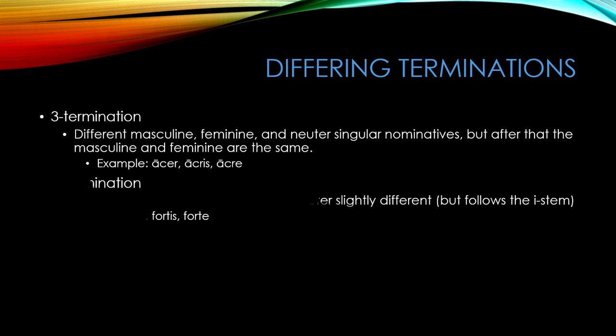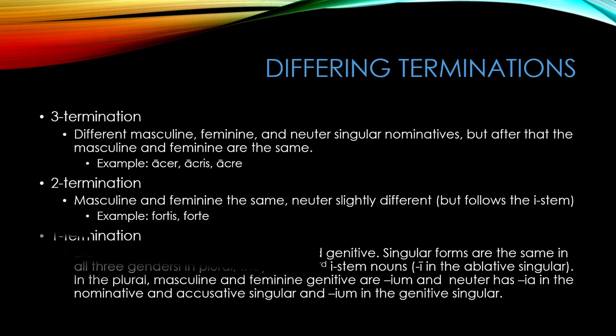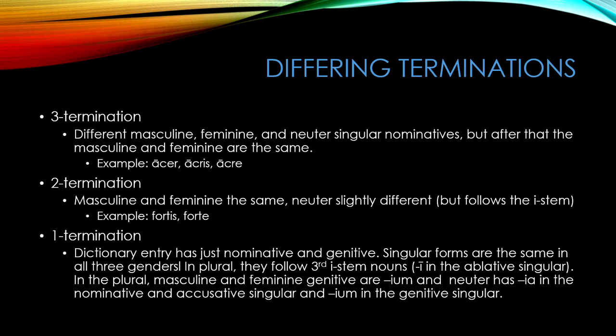All first-second declension adjectives are three termination, meaning they have three different endings in the masculine, feminine, and neuter. Some third declension adjectives also follow this paradigm, as in the example of acer, acris, acre. However, as you will note, after the nominative singular, the masculine and feminine are exactly the same in both the singular and plural.